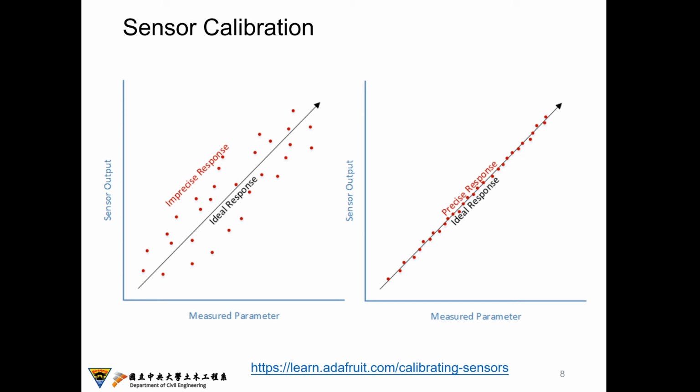Here, this is a very good example for the calibration. So far, I would like to say, for this chart, the x-axis means the interest of the engineer, just as I said. Maybe this is the pressure or the displacement, or for the environmental problem, this will be the turbidity, temperature, or the concentration of PM2.5, okay, for the air pollution. So this is the real value.